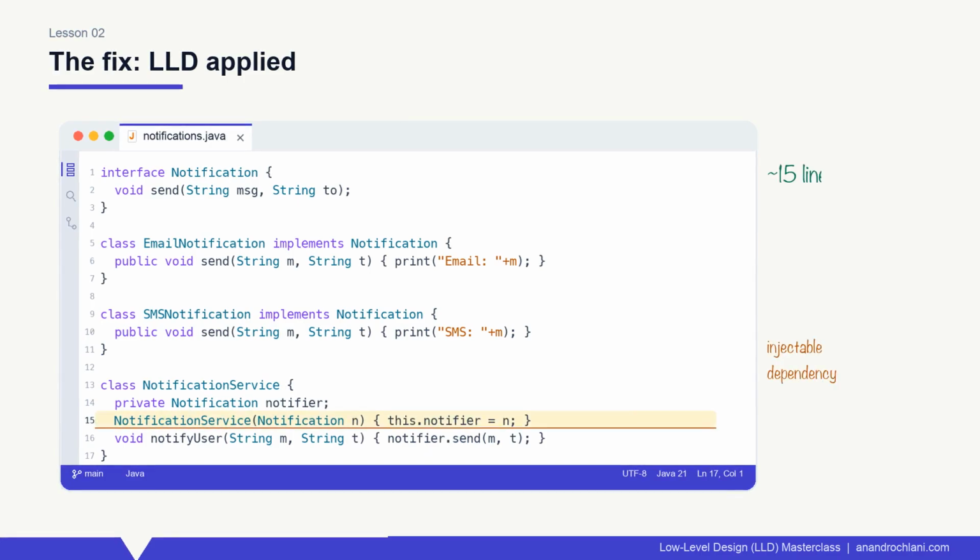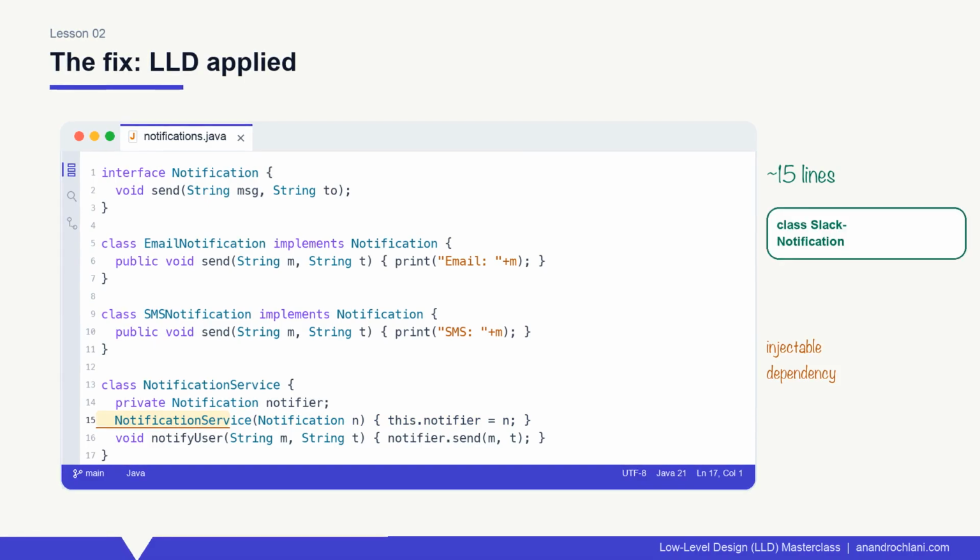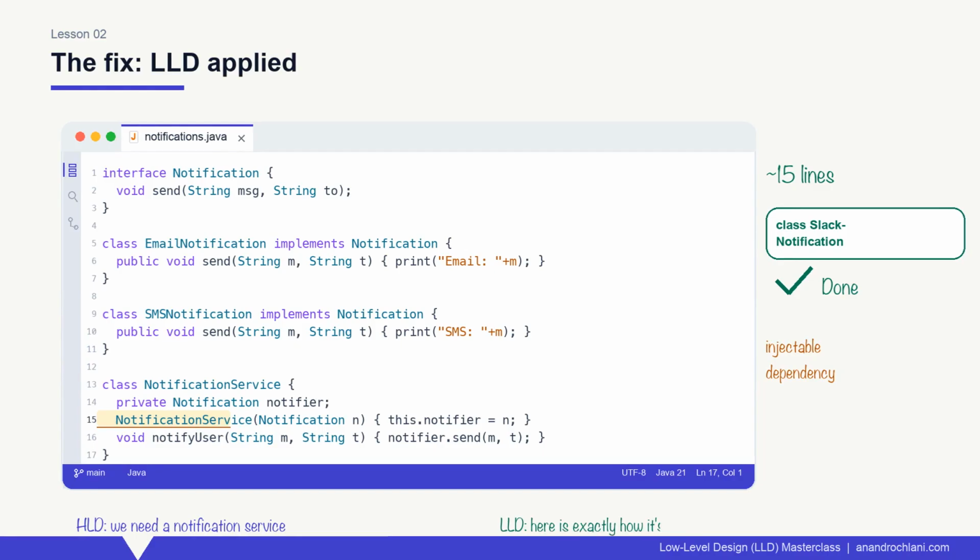In about 15 lines, we support email, SMS, and any future channel without changing existing code. Want to add Slack? Create a Slack notification that implements notification. Done. Nothing else changes. That is the difference. High level design says we need a notification service. Low level design says here is exactly how it is built.